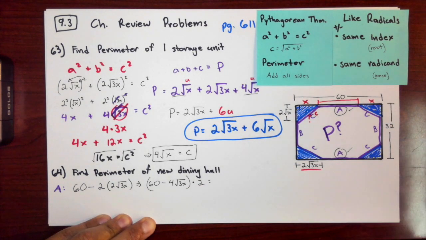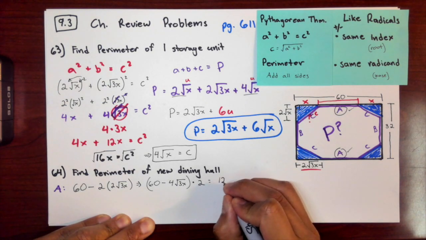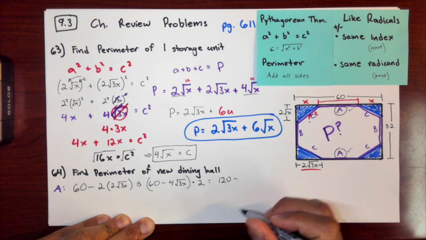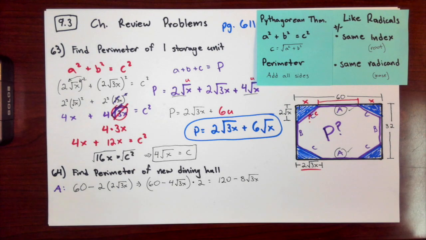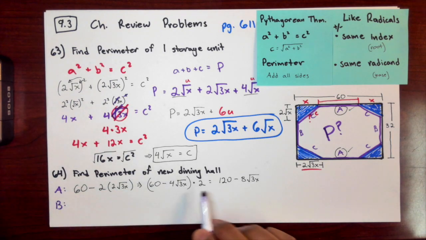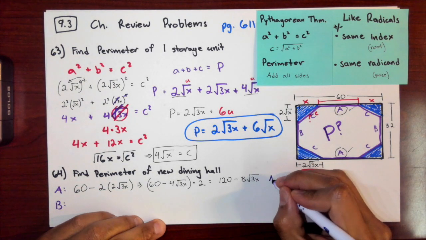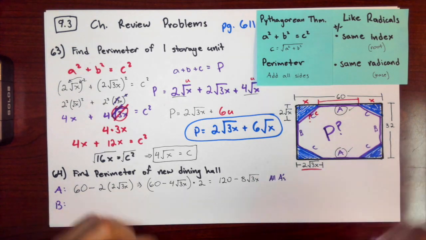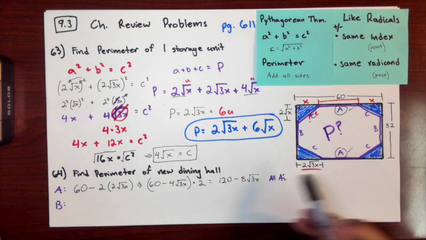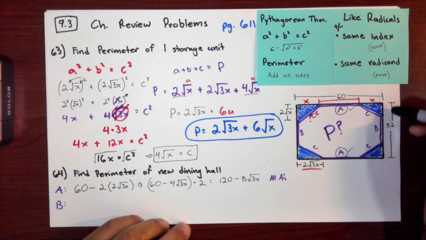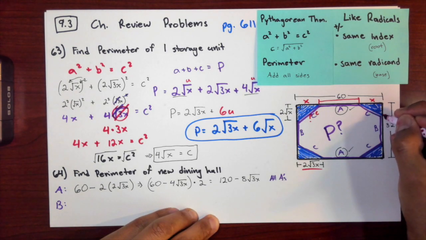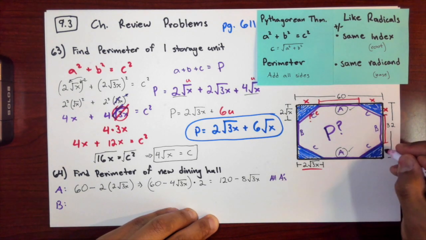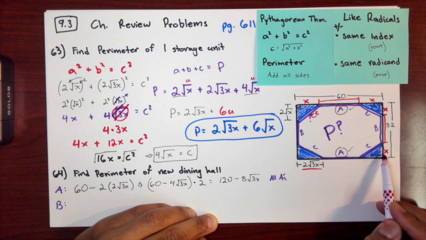So here, we're going to work this out. All we're going to do is distribute that 2. So it becomes 120 minus 8 square root of 3x, okay? And that is that first part, that A value. Let's go ahead and work on the B. Now, this is not just one A, it is all A's, so we knocked both of those out already. Now, let's work on the B values. Side B used to be 32, but now it's 32 minus this and minus this. We know what one of these sides equals.